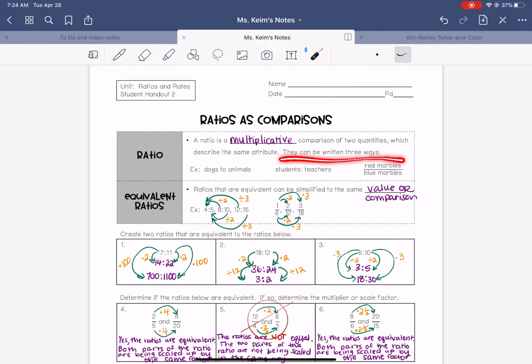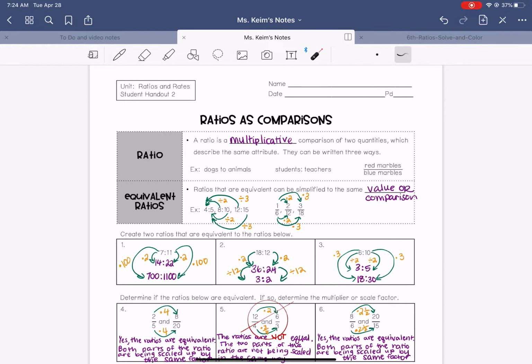They can be written three ways. The first one is just all words. So it says dogs to animals. The second one has this colon, but you still read it as "to." So students to teachers. Even though it doesn't have the word "to," when you read that in your brain, you should be saying students to teachers. Okay. The third way we can write ratios is as a fraction.